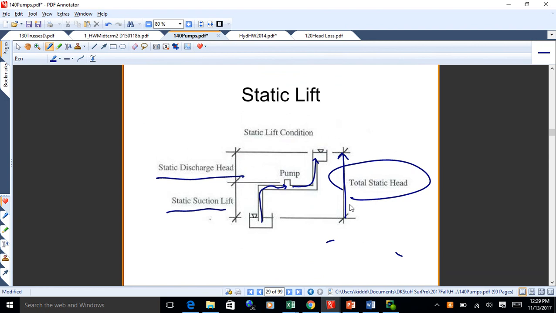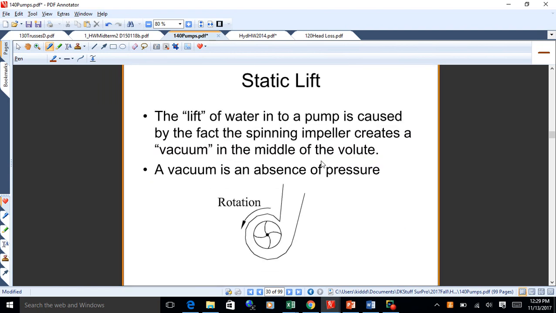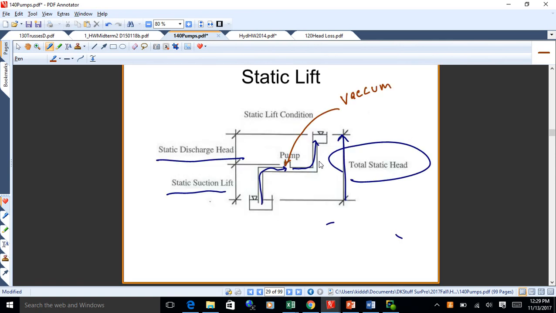Now, lifting water is difficult to do. What you do when you lift water is you create a vacuum in the volute. There's a vacuum here. Usually not a complete vacuum, but as good a vacuum as you can get. That's caused by the spinning impeller in the volute. As that thing spins, it basically throws all the air out of the volute and you get a vacuum there. So, being as there's a vacuum there, the pressure is about equal to 0 in the volute.